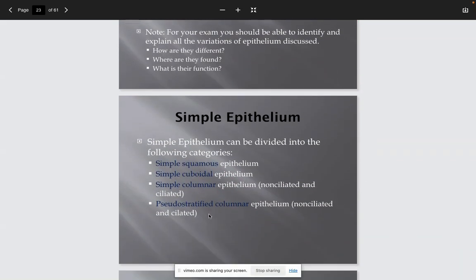So whenever I think about simple epithelium, we can think about simple squamous, meaning a single layer of flat-shaped cells, right? Square-tiled cells. Simple cuboidal, a single layer of cube-shaped cells. Simple columnar, a single layer of column-shaped cells. There's non-ciliated, meaning they don't have cilia, as well as ciliated. Pseudostratified columnar epithelium.